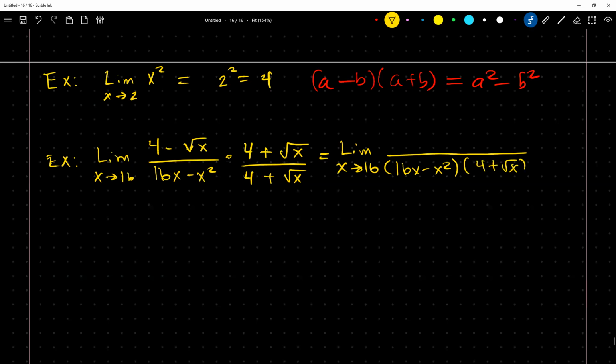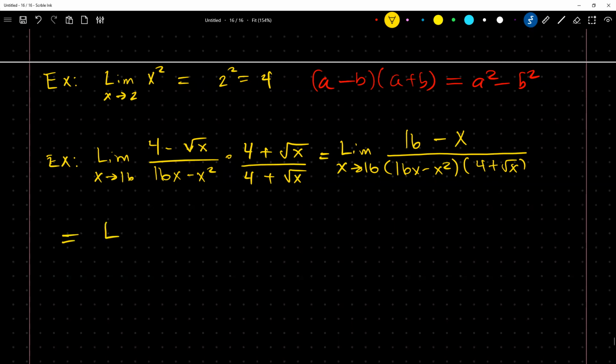But I am going to multiply the top piece, because I want to remove this square root of x so that perhaps I could factor out one of these x's down here. Well, I've got a minus b times a plus b here, right? So that means I should get a squared minus b squared. So a is 4, so I'm going to get 16 minus b squared, which will be just x. So I'm going to get 16 minus x here. All right, now it's looking good.